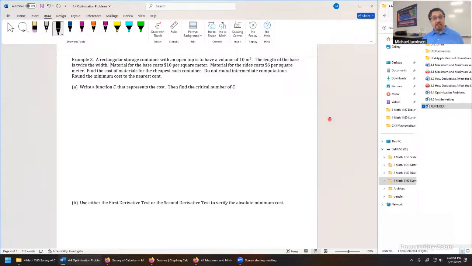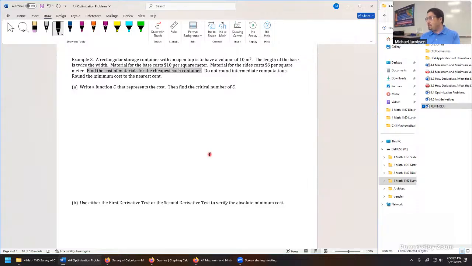And here's where it becomes kind of an economics type of problem. There's different costs for the materials. The base of this storage container is going to have a cost of $10 per square meter. The sides, there'll be 4 sides altogether, will be at $6 per square meter. So it looks like it has a fortified base and the sides don't have to be as fortified. We want to find the cost of materials for the cheapest such container, which makes sense.